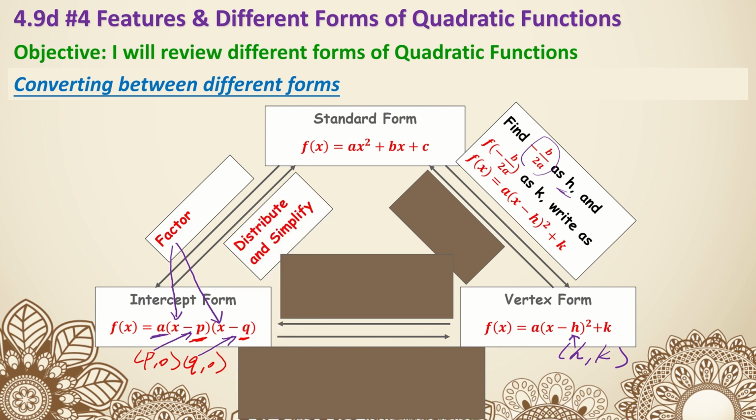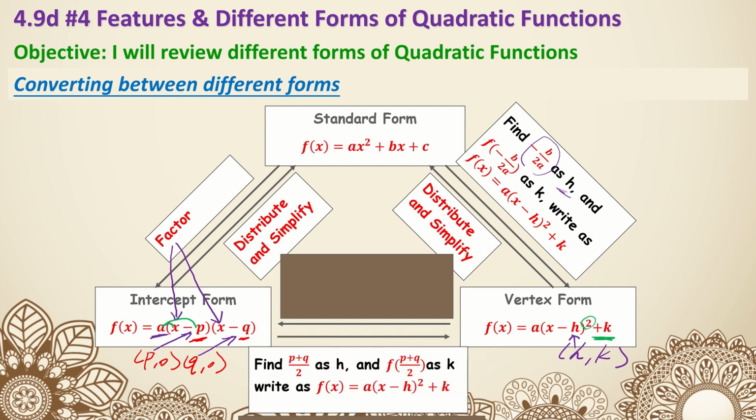And then from intercept form to standard form or from vertex form to standard form is the same. We are going to distribute and simplify. So when you distribute, make sure the a only goes into the x, the first parentheses. That a is going to be with ax and the a and p. And this one, we have a square, make sure you write it twice, and then do the same thing as intercept form. Also, don't forget there's a plus k on the end.